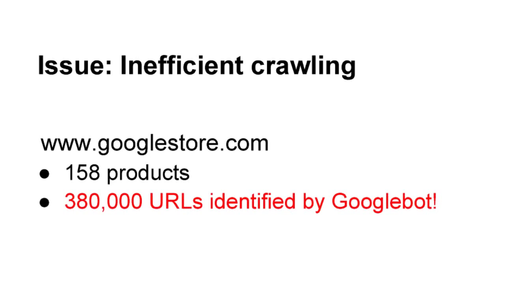380,000 URLs. These URLs were created by things like different types of navigation. So Googlebot, in terms of crawling your site, doesn't just look at, say, 200 unique URLs, but actually has to determine which URLs to crawl of the 380,000 that were created.